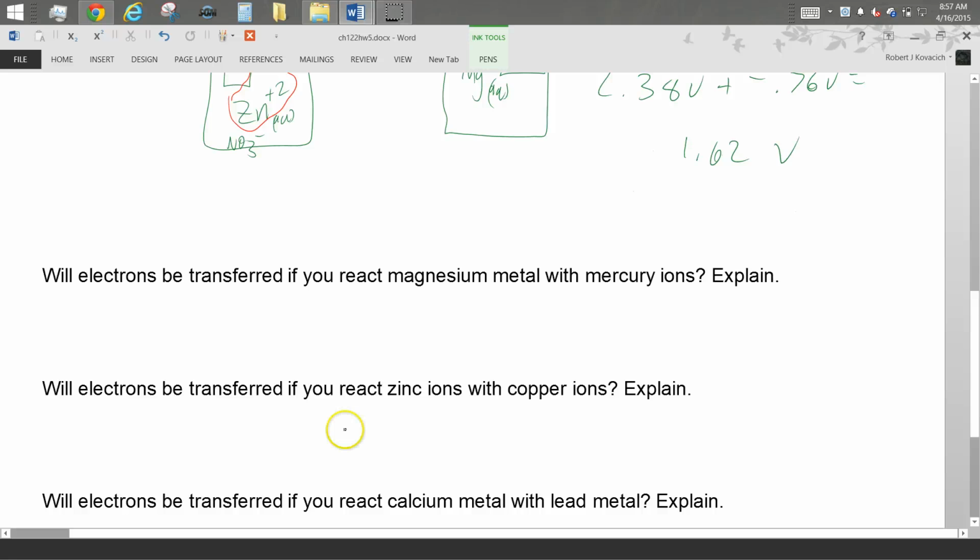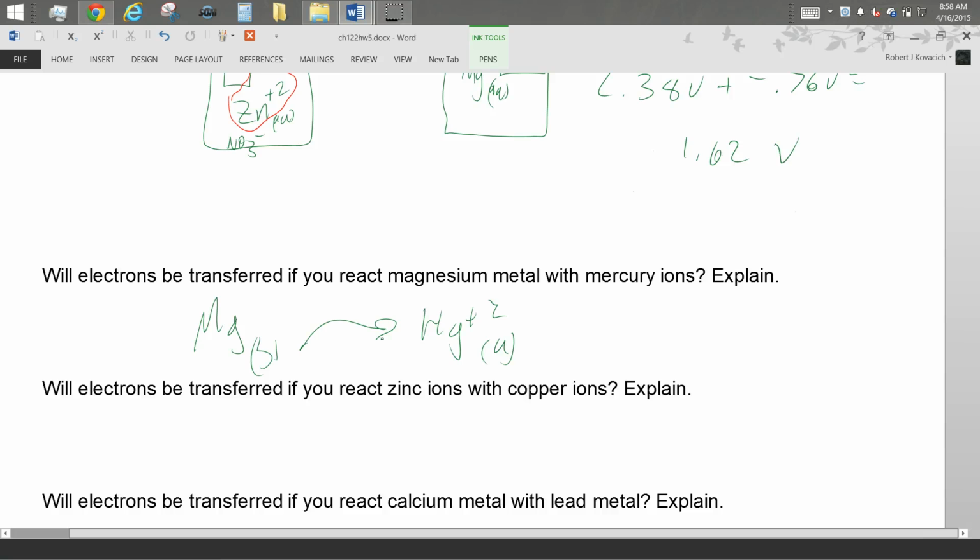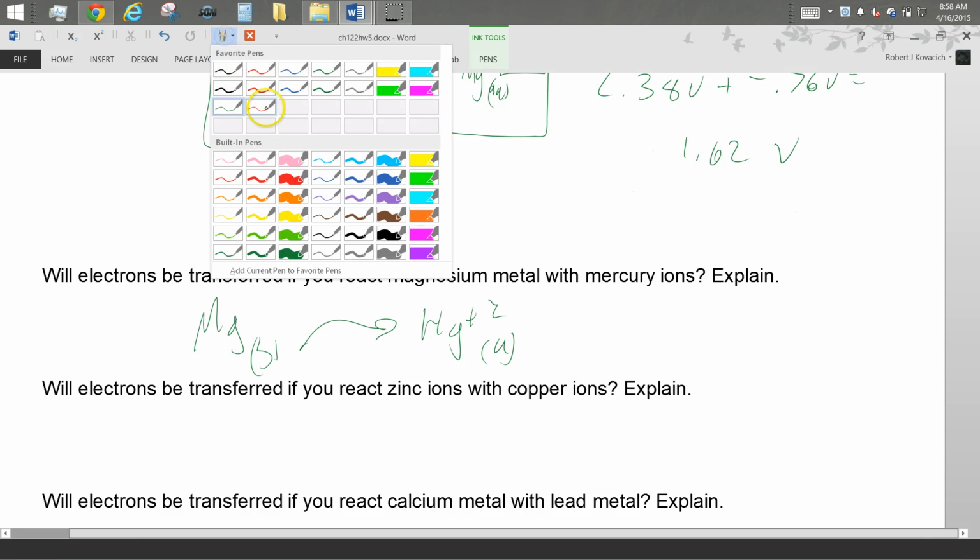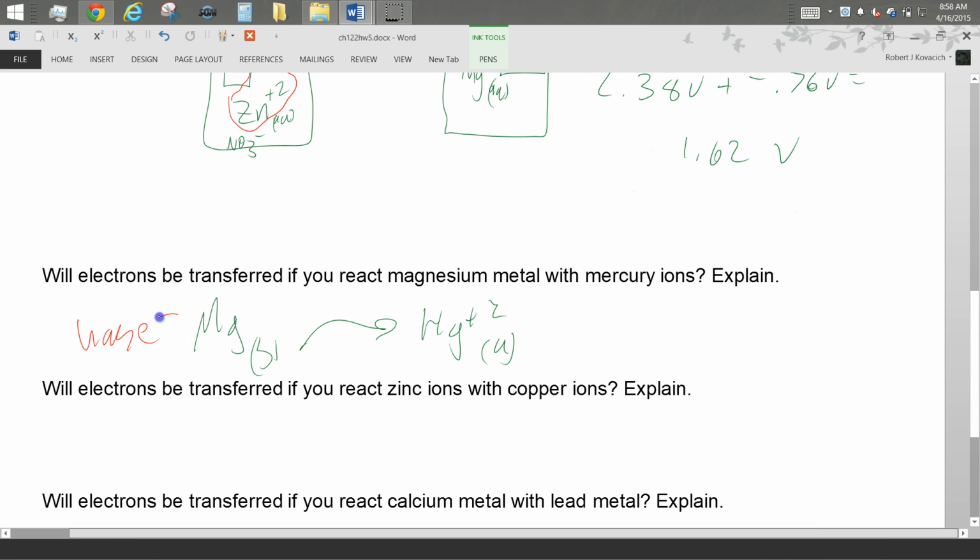Will electrons be transferred if you react magnesium metal and mercury ions? So I've got magnesium, solid, and some mercury 2, aqueous. Is anything going to happen here? Something will happen. The electrons from the magnesium will be transferred to the mercury. How do we know that? Because magnesium has 2 electrons to give away. So this guy has electrons and this guy wants electrons.